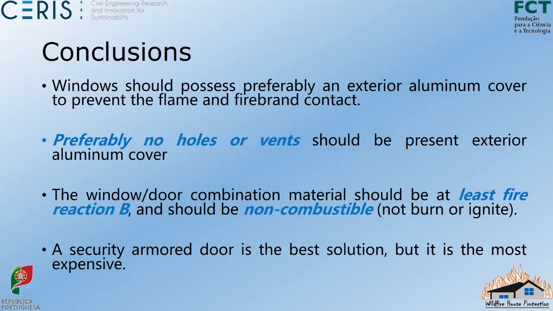Conclusions. Just wrapping it up. Windows should possess preferably an exterior aluminum cover to prevent the flame and the firebrand contact. Preferably no walls or vents should be present in this exterior aluminum cover, either for the windows or the doors. Okay. The window door combination material should be at least reaction B, and of course reaction B is non-combustible, does not burn or ignite. The security armor door or fireproof door, whatever you want to call it, is the best solution, but the most expensive.